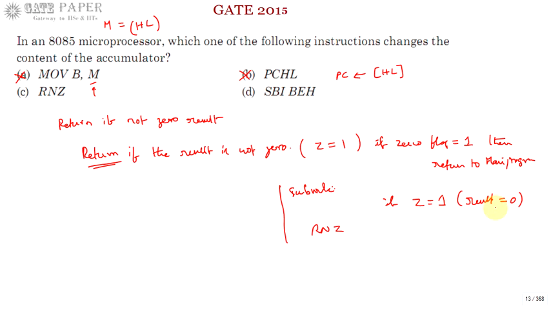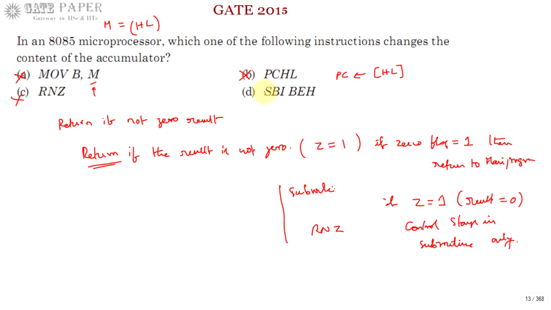Whenever the result is 0 and the zero flag sets, then control stays in the subroutine itself, until the result becomes non-zero. The control will stay in the subroutine itself. This is what return if not zero does, and this also doesn't involve the accumulator. So this is also not the right answer.